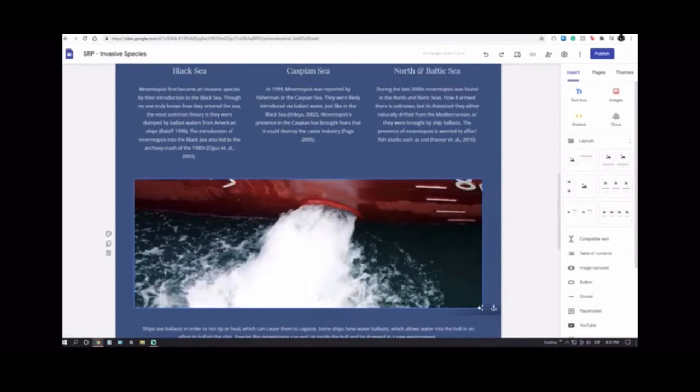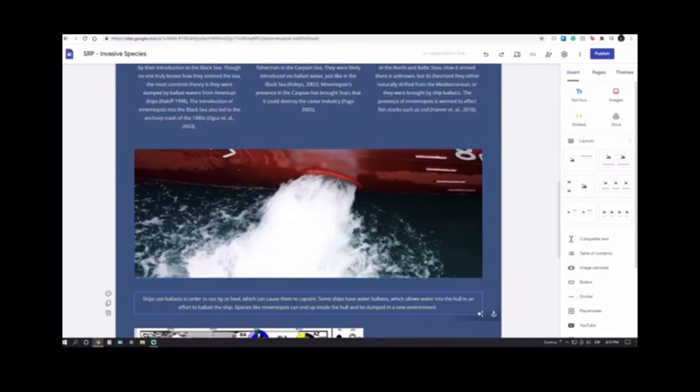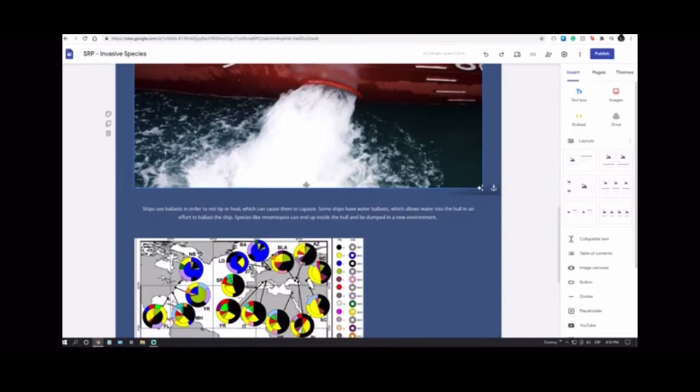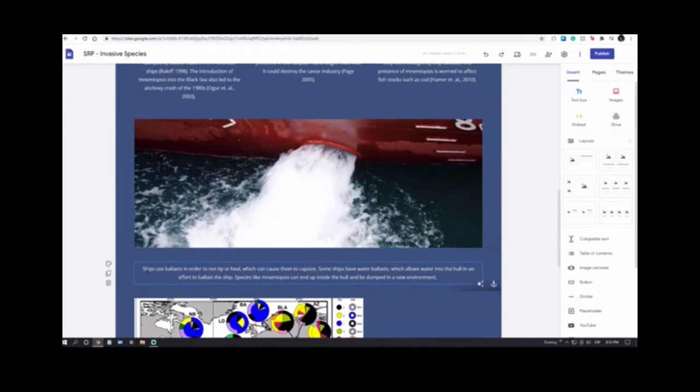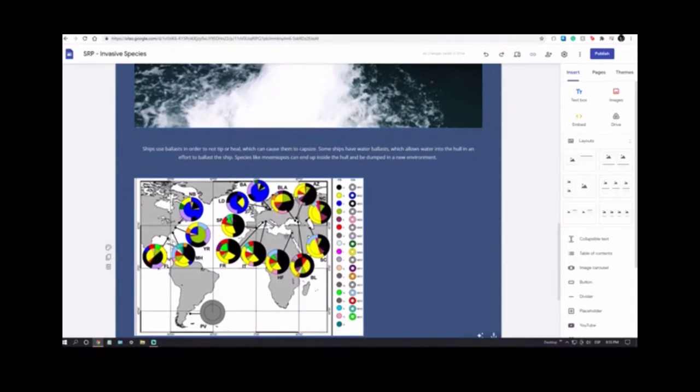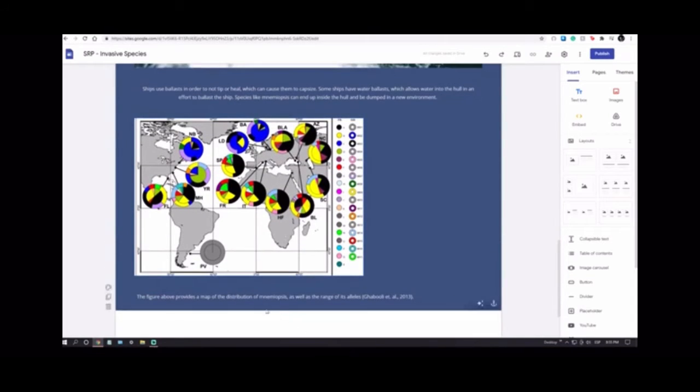So here we have the ship ballast, which I have mentioned for the past few seas. Ship ballasts are what ships use to not tip or heel, which will cause them to capsize. Some ships use water ballast, which basically allows water to get inside the hull to balance the ship. Now, naturally, this will let creatures get inside the hull and will eventually be dumped in foreign environments, which is what happened with Mnemiopsis.